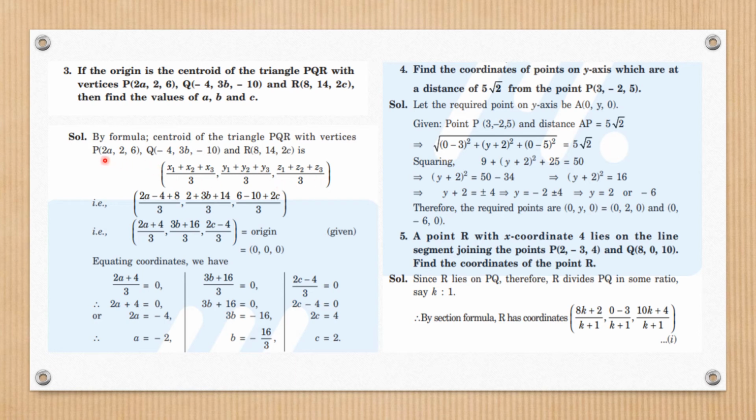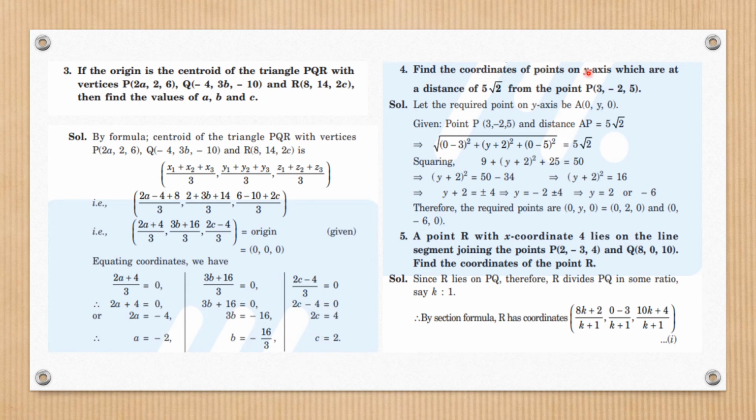Okay, so apply this formula: the sum of x coordinates, (2a − 4 + 8)/3, then (2 + 3b + 14)/3, (6 − 10 + 2c)/3, and equate them to the origin, as the origin is the centroid. So equate this x coordinate with 0, y also with 0, z also with 0, to get a as −2, b as −16/3 and c as 2.